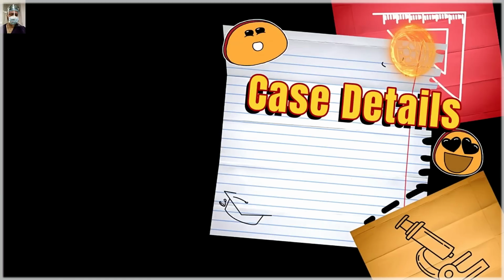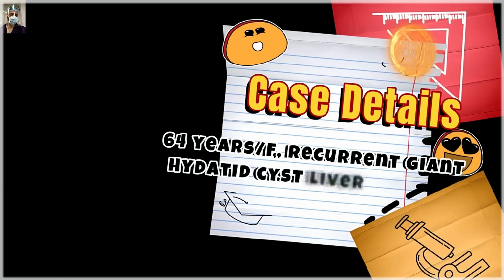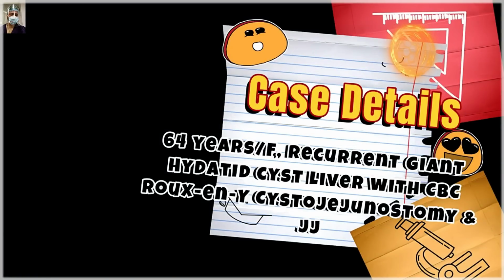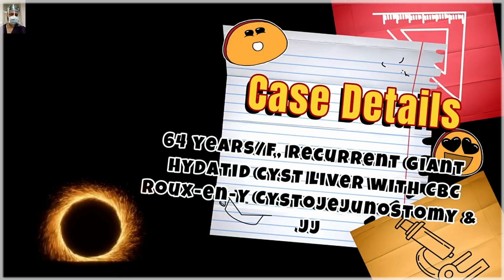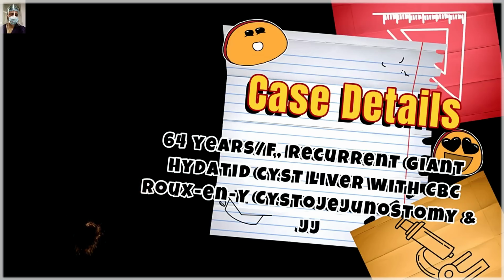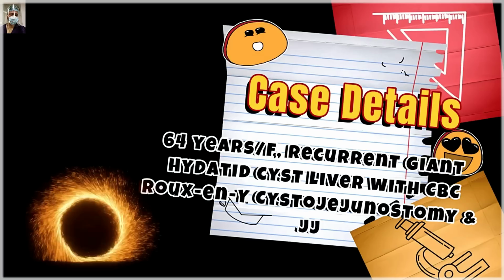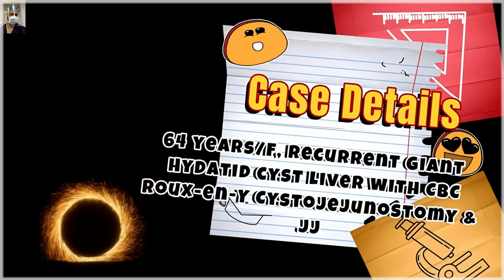Coming to the case details, the index case was a 64-year-old lady with a recurrent giant hydatid cyst in the right lobe of the liver, with cystobiliary communication. In this case, we did Roux-en-Y cystojejunostomy and jejunojejunostomy. We have already talked about management of giant hydatid cyst in another video tutorial, the link of which I will share in the description and in this video also. In this video tutorial, we have demonstrated in detail the technicalities of side-to-side stapler-assisted jejunojejunostomy.